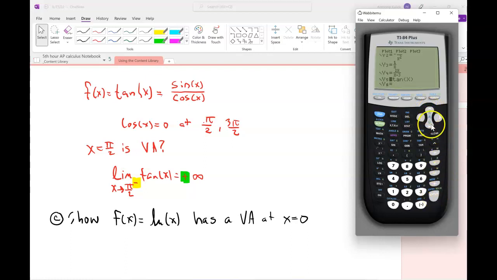So I'm going to turn that off. I'm going to do the natural log of x, and then I'll do zoom standard. So there's my curve for the natural log of x. I'm going to just turn off my axes real quick so you guys can get a better feel for what's going on. So what do you guys see?